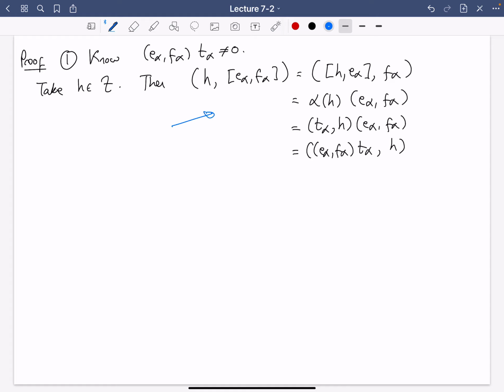This holds for all H in T, hence actually the bracket of E alpha and F alpha equals the inner product E alpha F alpha times T alpha. Right, because it's all H there, it's all H there. The bilinear form is non-degenerate.